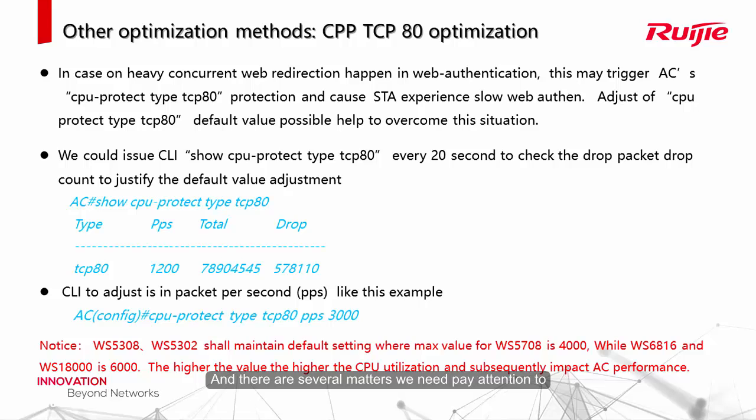And there are several matters we need to pay attention to. 5302, 5308, no need to adjust. Maximum of 5708 is 4000. Maximum of 18000 and 6816 is 6000. By the way, the higher the value, the higher the CPU utilization, and subsequently impact AC performance.